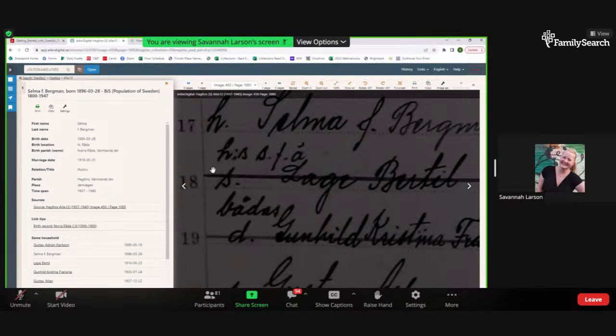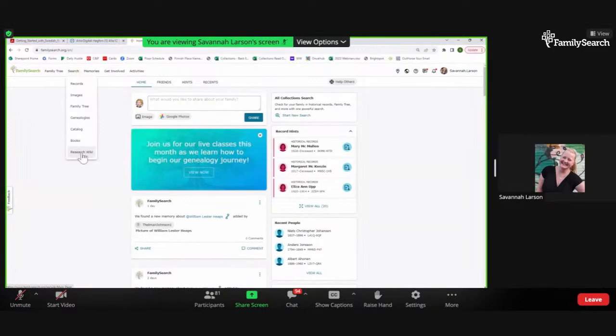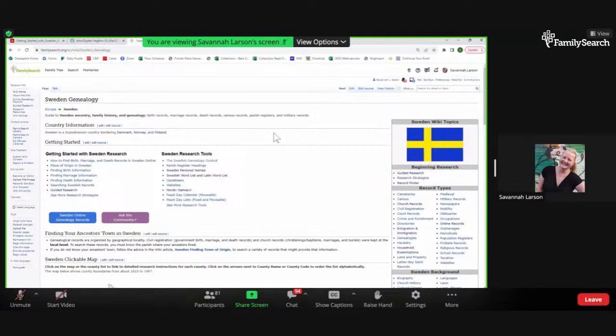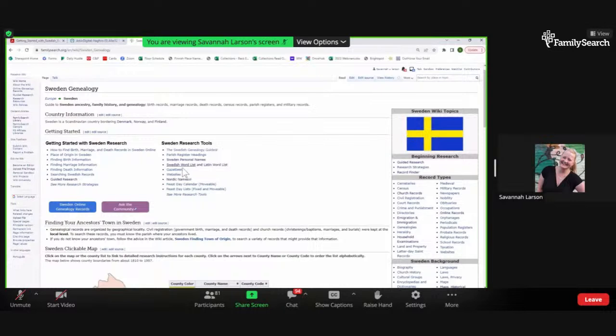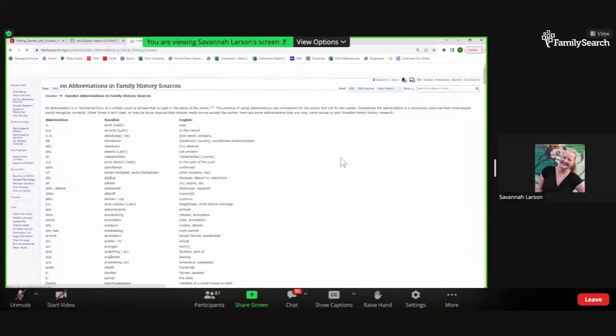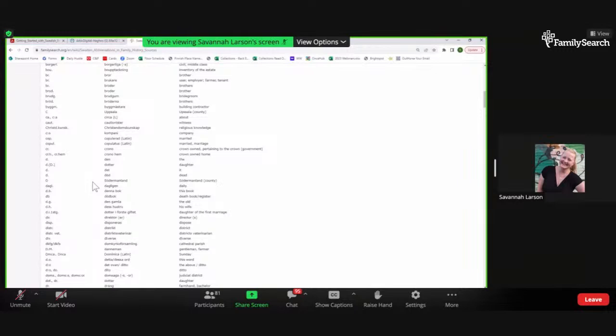You can find it on the Family Search Wiki. If you click on Search and then Research Wiki and go to Sweden, type Sweden in the search bar and click on Sweden genealogy. It will take you to a wiki page where we have a word list. This word list does include abbreviations, but there's also a link to an abbreviations word list where if you're seeing abbreviations like that, you can come here and look to see what common abbreviations are.